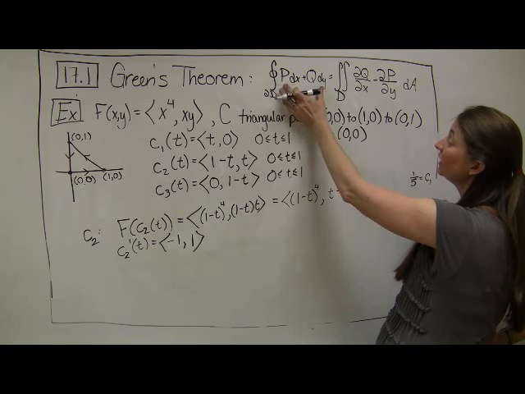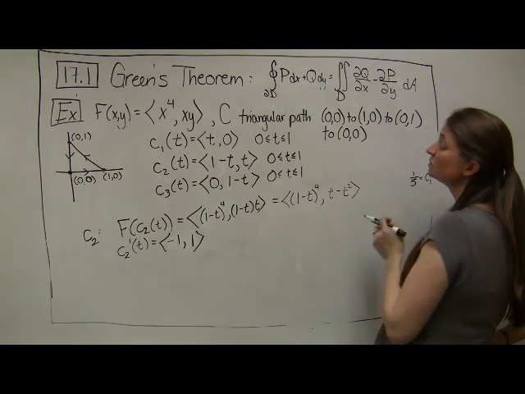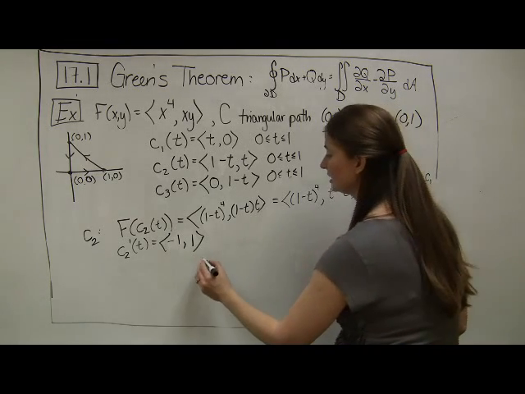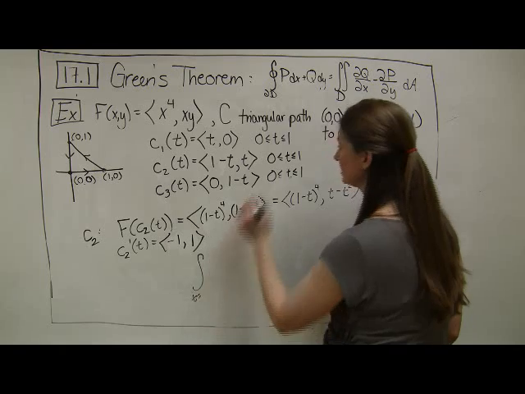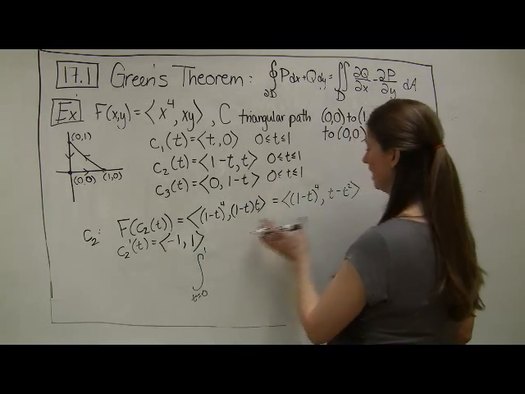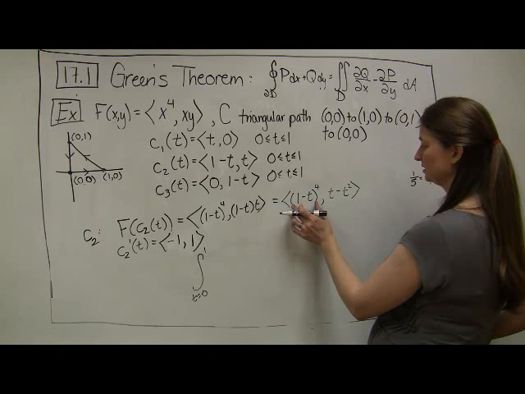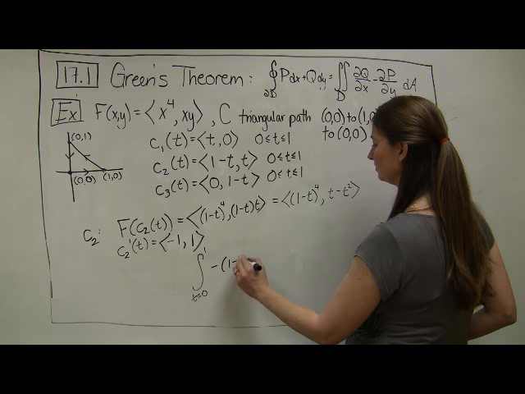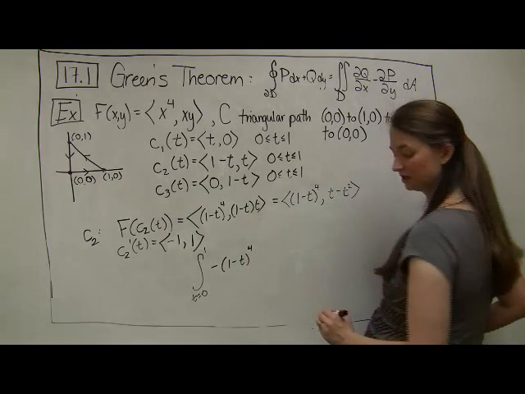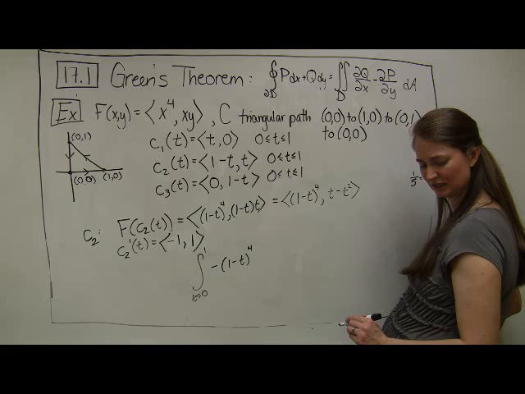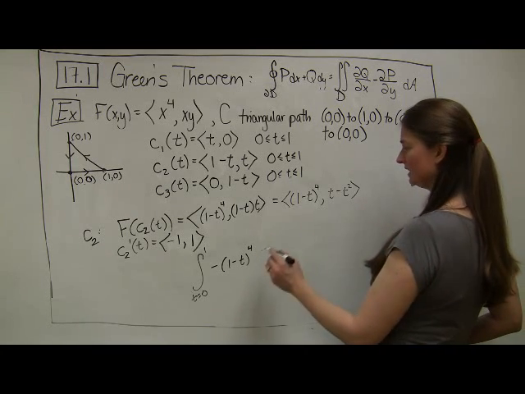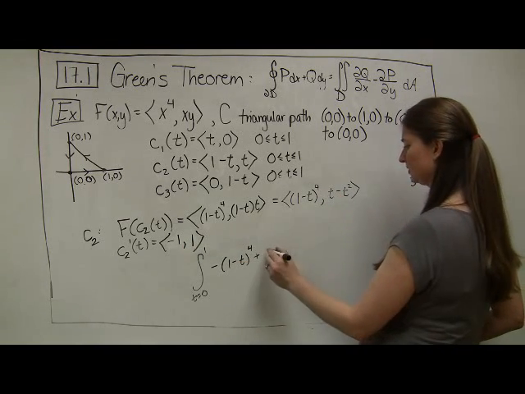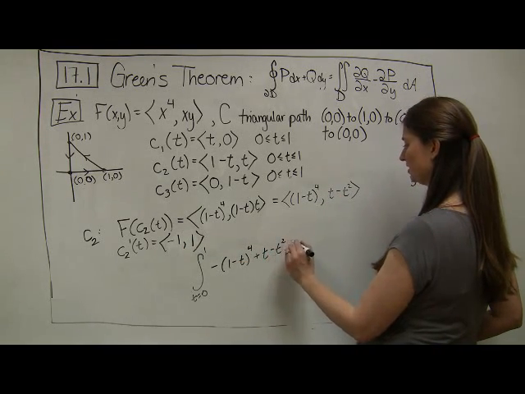And what is our integral? This is written in terms of p's and q's. I don't really care that it's written in terms of p's and q's because I know what a line integral is. It's going to be the integral as t, in this case, goes from 0 to 1, of this dotted with this. So my first component times -1 becomes negative of (1 minus t) to the 4th. Oh gosh. Well, it's okay. And then plus 1 times my second component, which is t minus t squared, dt.